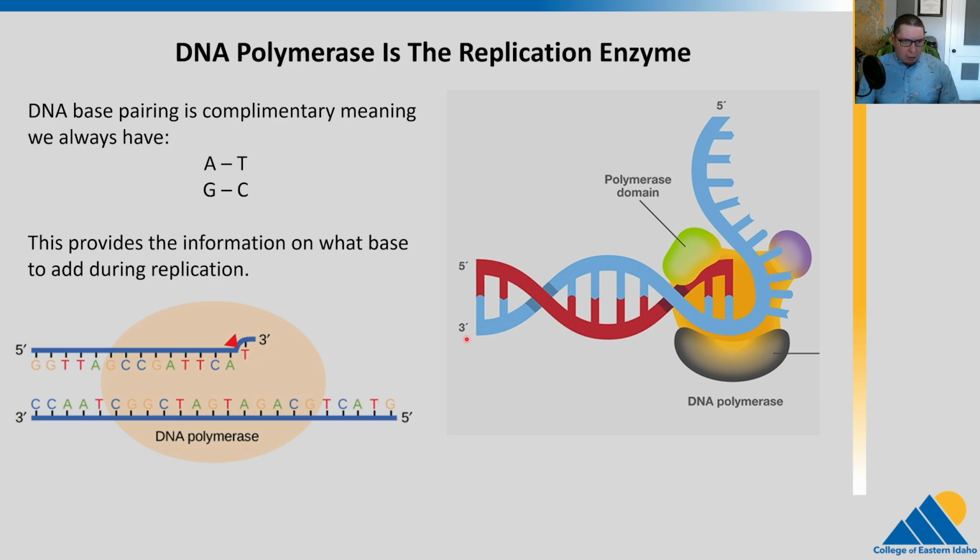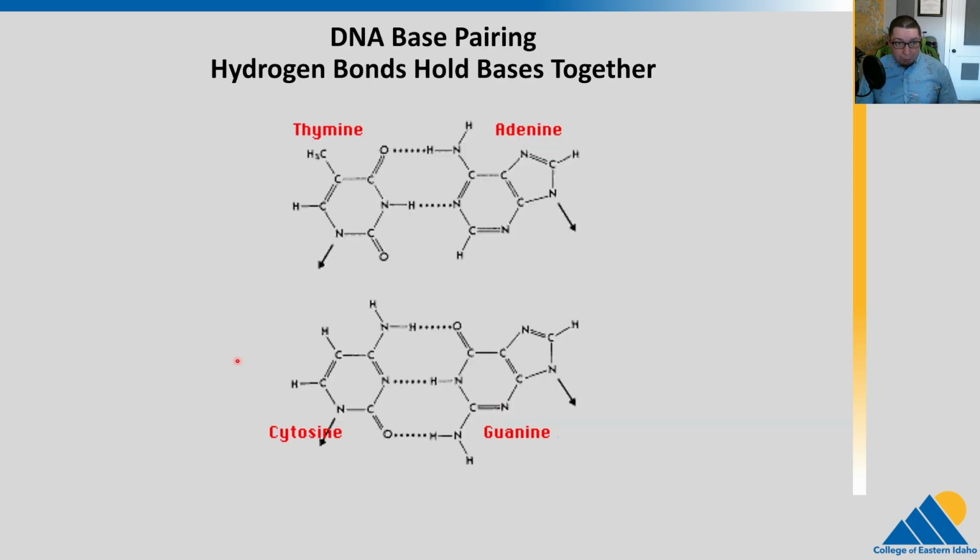Okay. How does it know what to add, right? Like, how does it know that there's an A over here and a T should go into there? Well, it's not magic. It has to do with chemistry. It has to do with our hydrogen bonds that hold the bases together. So T and A can form 2 hydrogen bonds. So when you see either of those letters, DNA polymerase knows to add the complementary base there.